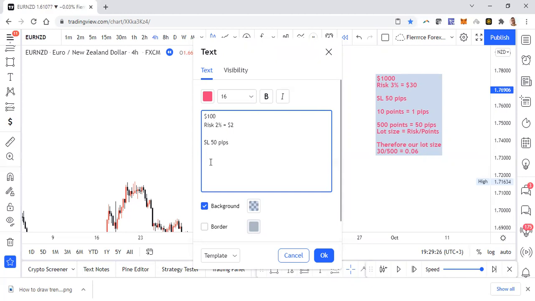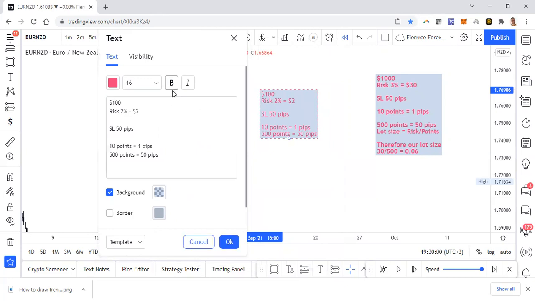Now, remember, the calculation is the same. 10 points is equal to 1 pip. So 50 pips is equal to 500 points. We've already done the calculation, so I'm not really thinking about this right now. So what lot size are we going to use? We're using the same calculation. Lot size is equal to risk divided by the number of points.